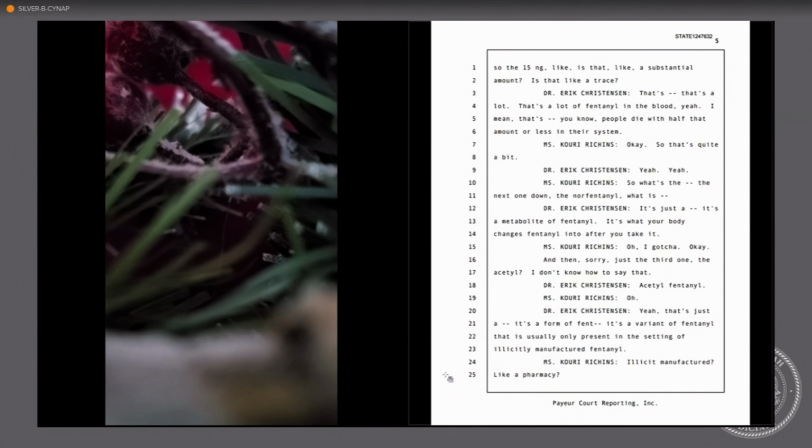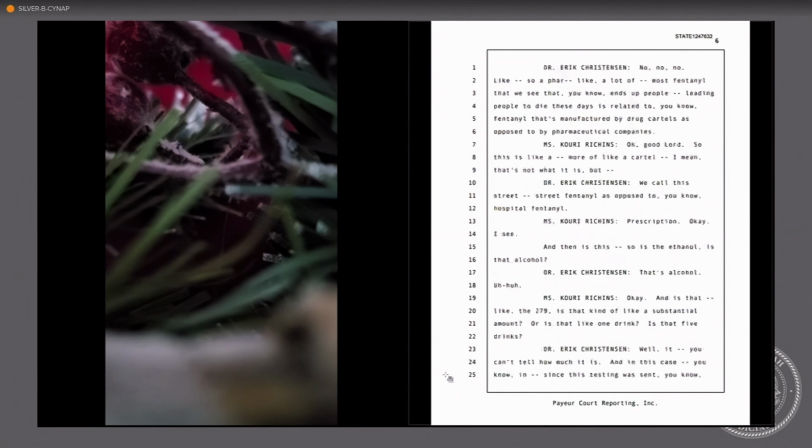Oh, I gotcha. Okay. And then, sorry, just the third one, the acetyl... I don't know how you say that. Acetyl fentanyl. That's a variant of fentanyl that is usually only present in the setting of illicitly manufactured fentanyl. Illicit manufactured, like a pharmacy? No. Most fentanyl that we see that ends up leading people to die these days is fentanyl that's manufactured by drug cartels as opposed to by pharmaceutical companies. Oh, good Lord. So this is like more of a cartel? You call this the street fentanyl as opposed to prescription. Okay, I see. And then is the ethanol, is that alcohol? That's alcohol. Okay, and is that like the 279?